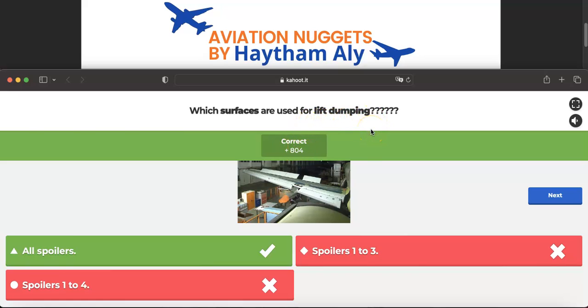Is there any other function the spoilers do? Yes, the spoilers in flight may have a roll function and speed brake function. For roll function, spoilers 2 to 5 are used. And spoilers 2 to 4 are used for speed brake function. But all spoilers on ground are used for lift dumping function. Okay. Next question, everybody.